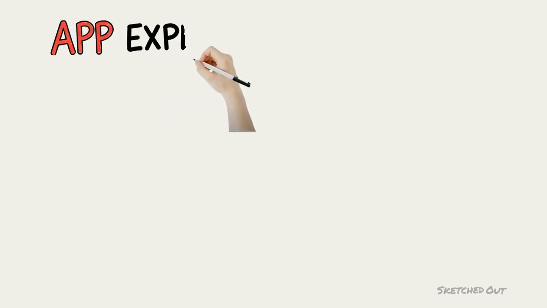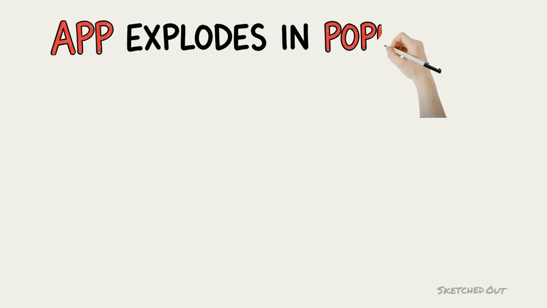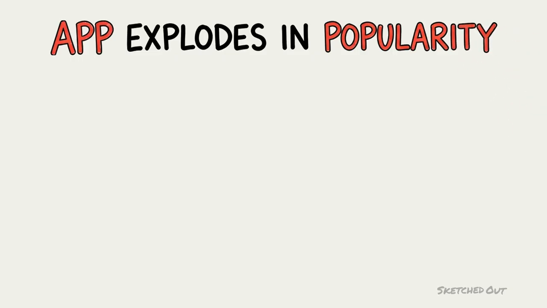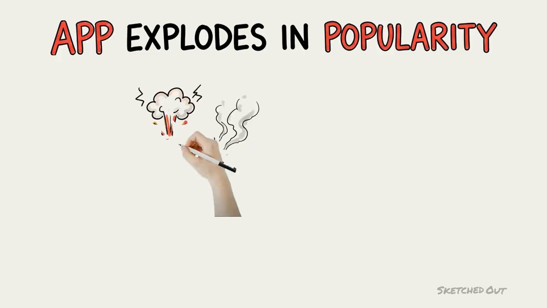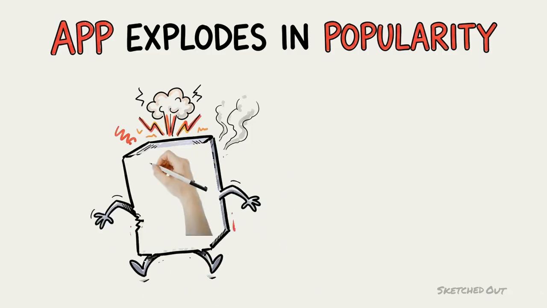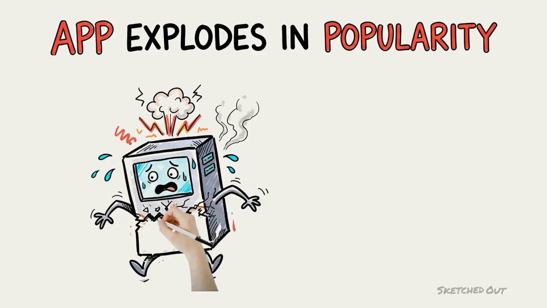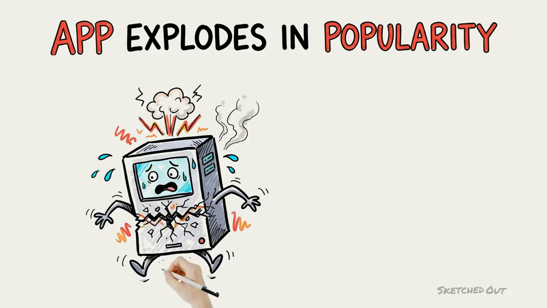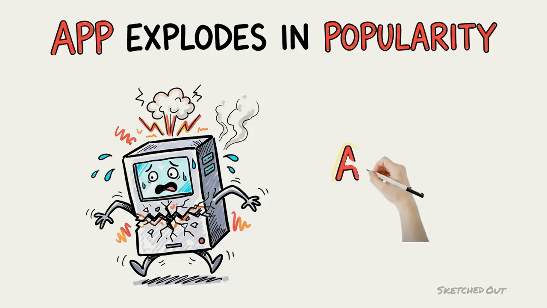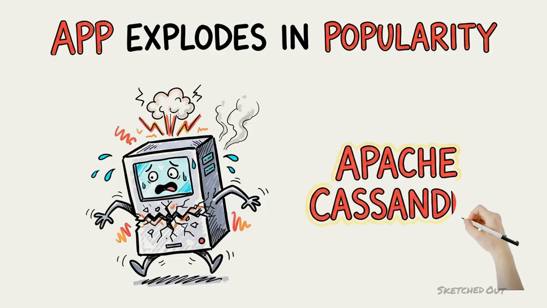Imagine your app suddenly explodes in popularity. Millions of users are refreshing feeds, uploading photos, logging events, and hitting your database every second. At first, everything feels great until your single database server starts choking under the pressure. Queries slow down, timeouts appear, then the server crashes and your entire app disappears with it. That is the exact problem Apache Cassandra was built to solve.